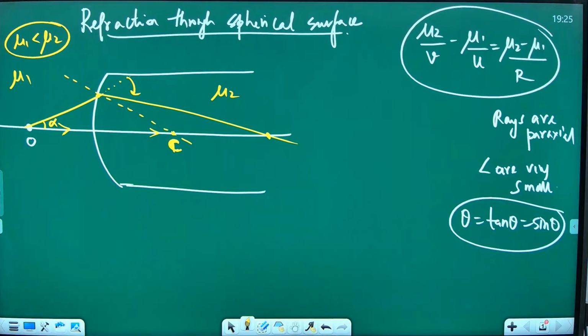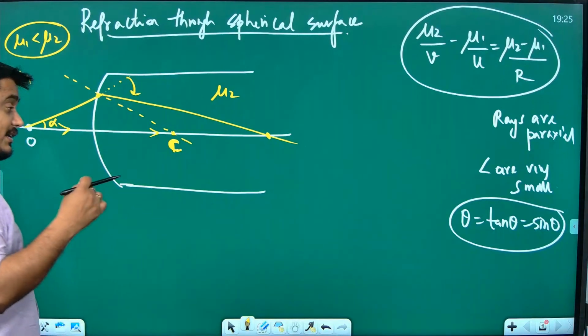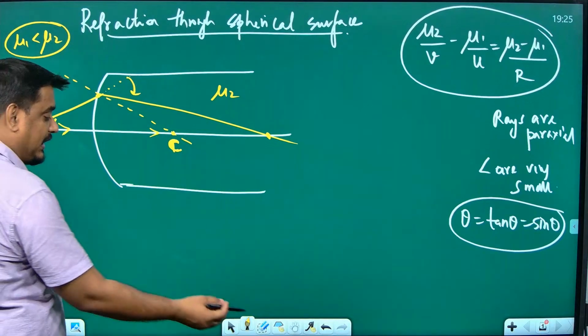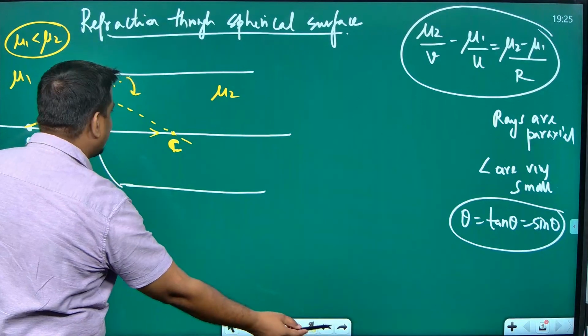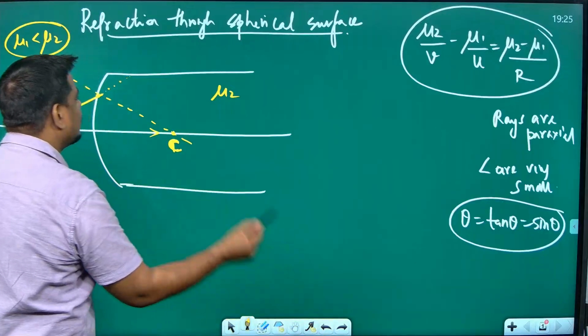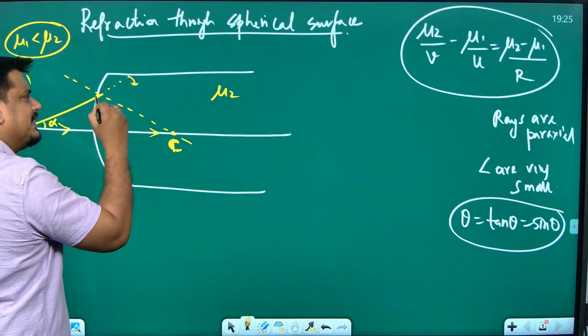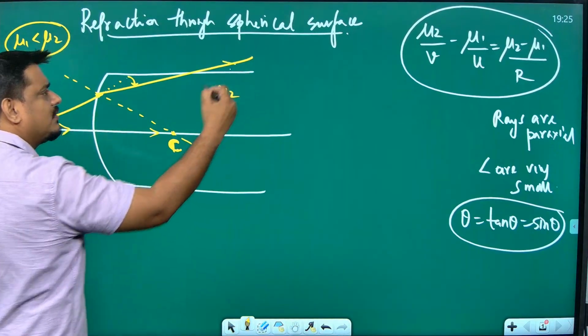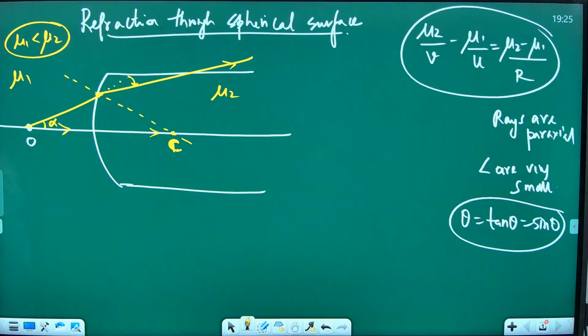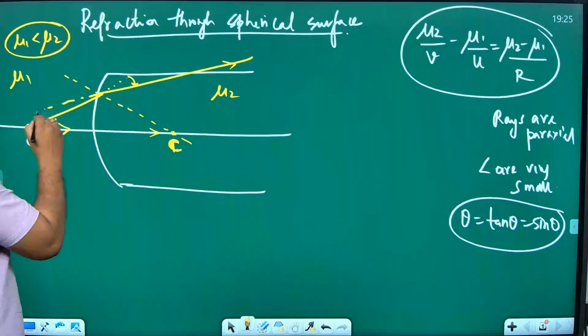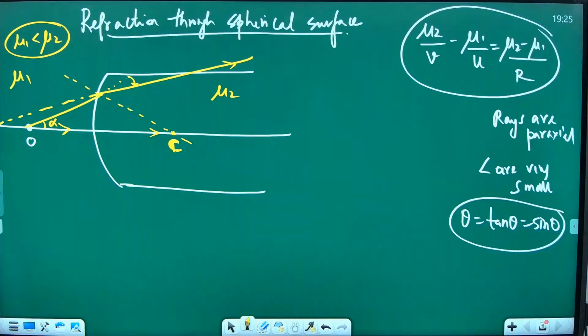You may have a doubt now: let it bend, but what if the bending is not sufficient, a little less bending? It may go like this also, no? In that case, it is never intersecting there. What will happen? In that case, there will be a virtual image formed on this side.